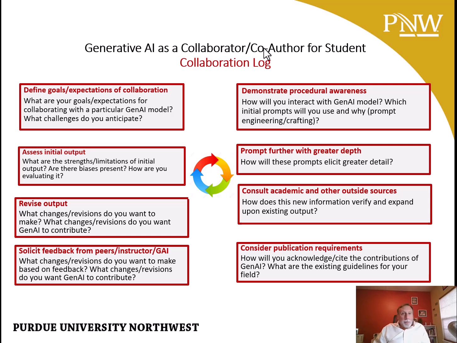Eventually, then, we have to arrive at a final product, and then they consider the publication requirements, and this is important because now they're going to acknowledge and cite the contributions of generative AI. What are the guidelines in their field? And most of the major style sheets, MLA, APA, Chicago style, all have guidelines for how you cite and acknowledge use of generative AI, and that's important.